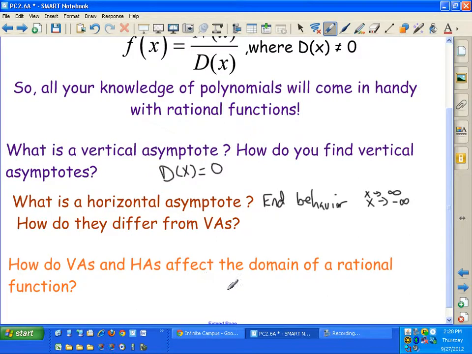And how do they affect the domain of the rational function? Well, vertical asymptotes will affect the domain by the fact that that's a place where it doesn't exist. So the domain will exclude vertical asymptotes. Horizontal asymptotes have no effect on the domain; they affect the range of the function. So we'll talk more about that in class.